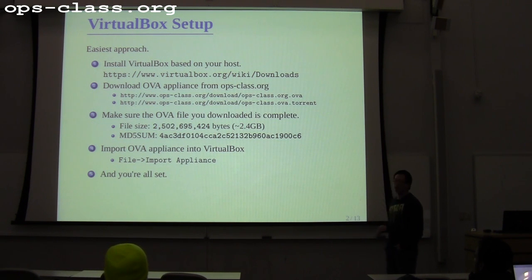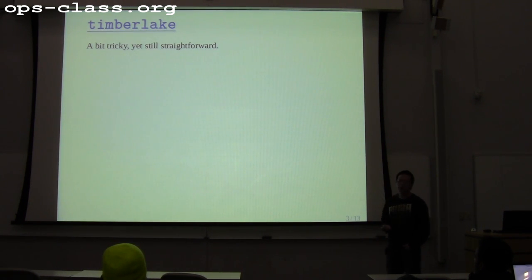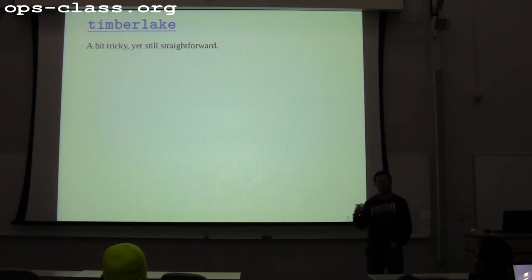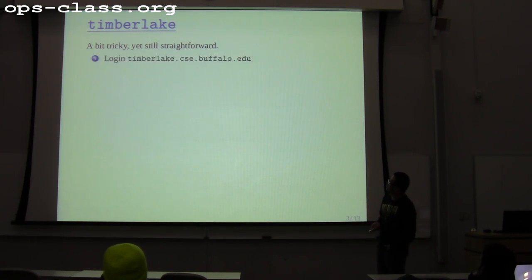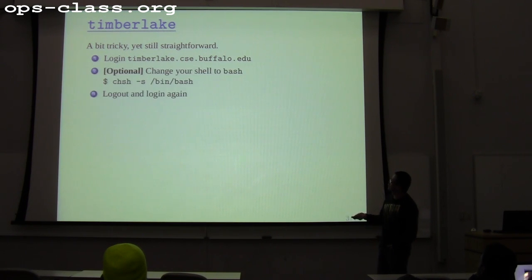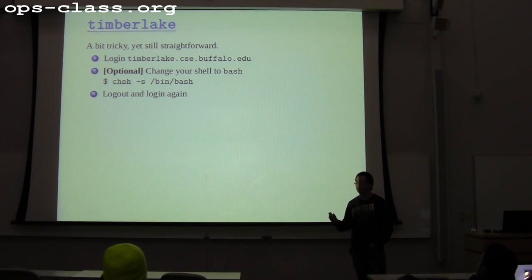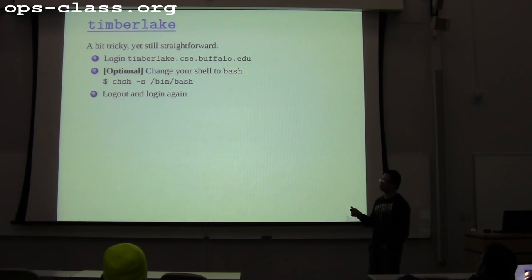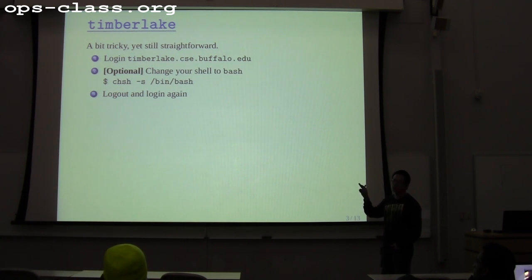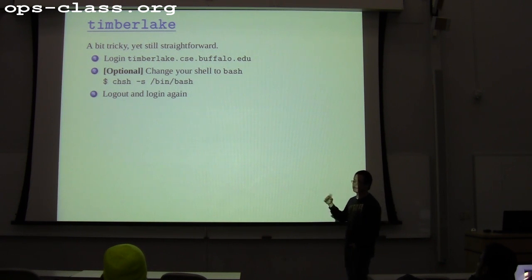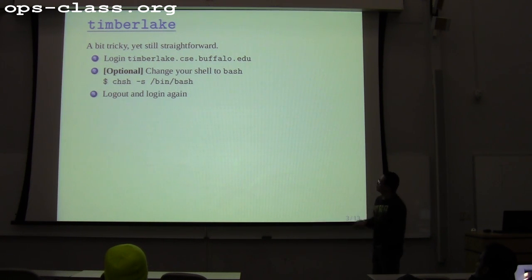So this is the VirtualBox way. And the second way you can do is to log into Timberlake. We also got all the tools installed on Timberlake. So all you need to do is just log into Timberlake. By default, when you log into Timberlake, the shell environment you are using is C shell. It's kind of like a weird old shell. So you might want to change the shell to bash, which is more modern, easier to use. And here's a command you can use to do that. This is just optional, just a personal taste of the shell selection. And after you change the shell, you need to log out and log in again, and you are using bash.